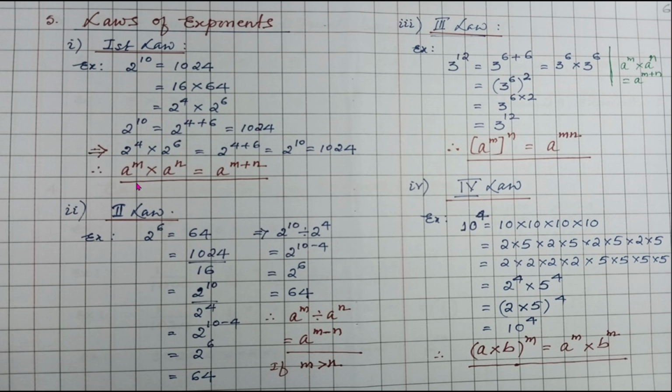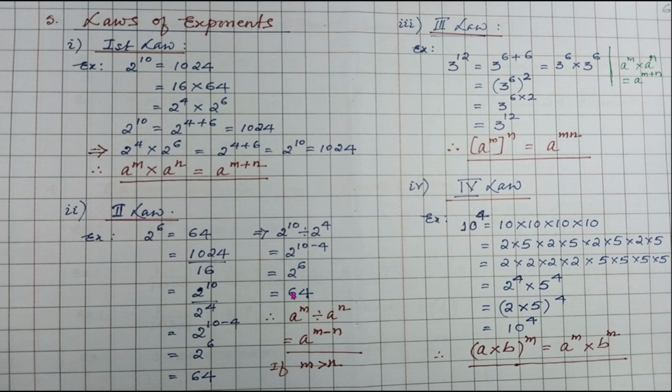Therefore we can conclude that a raised to m into a raised to n is equal to a raised to m plus n. That means a multiplied m times, again a multiplied n times, taking that product is nothing but a raised to m plus n. Rather a is multiplied m plus n times. Remember this, a very important law and useful for calculations.